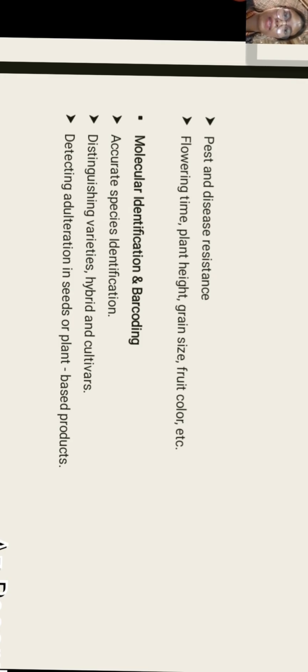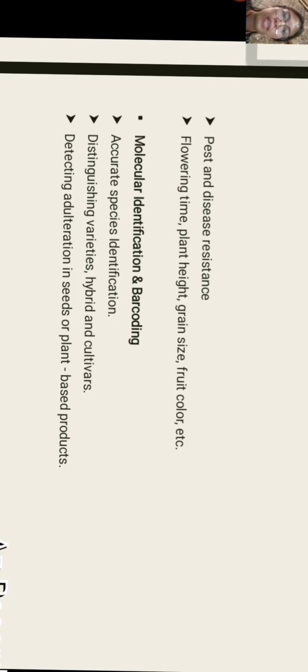Next, some molecular identification and barcoding, we have the accurate species identification. It means DNA helps us confirm the exact species of a plant. The example of this is two herbal plants that look almost the same. DNA barcoding can tell if it is lagundi or just a look-alike weed.